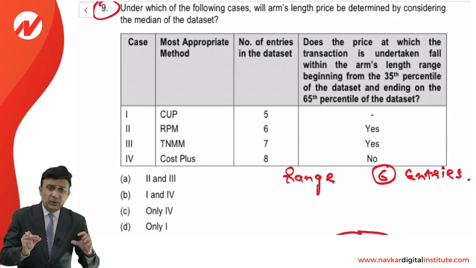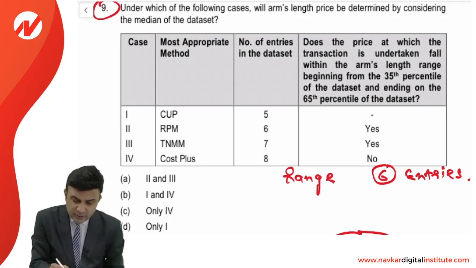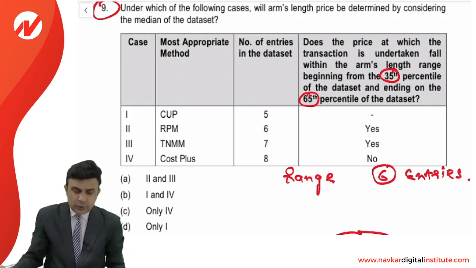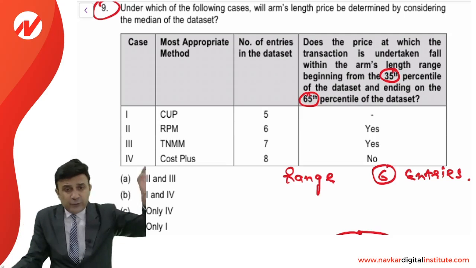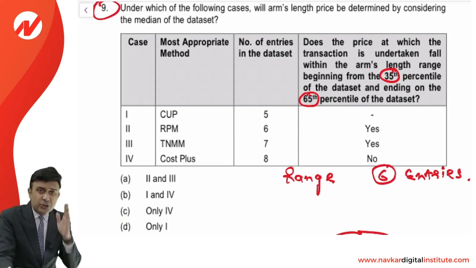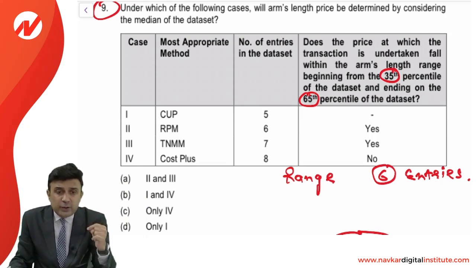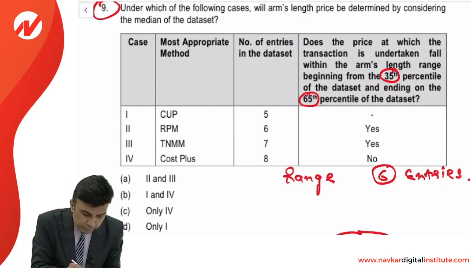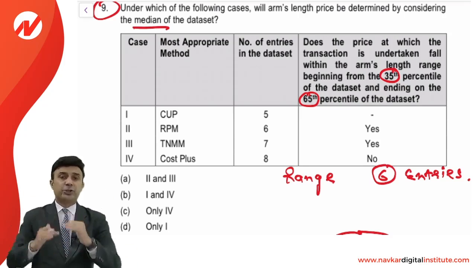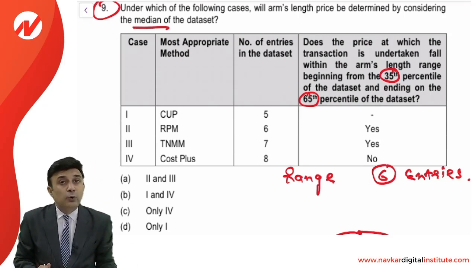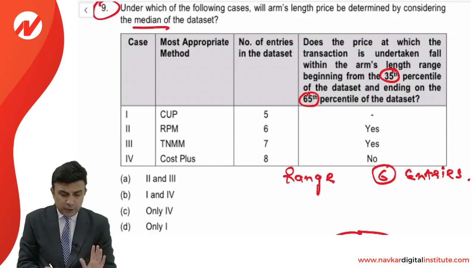Range means your price must fall within a particular range, and that range is generally the 35 to 65 percentile of the database. Now, if you have a minimum of 6 entries, you can apply the range. If you apply the range and you are falling between 35 and 65, you don't have to go for the median. But if you go below 35 or above 65, then you can go for computation of median. This is a technical point of TP.